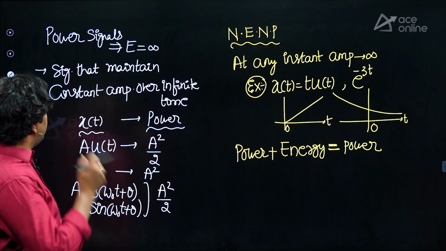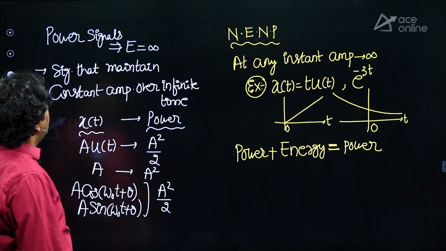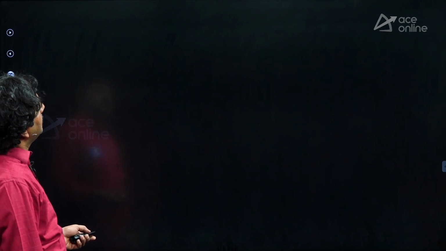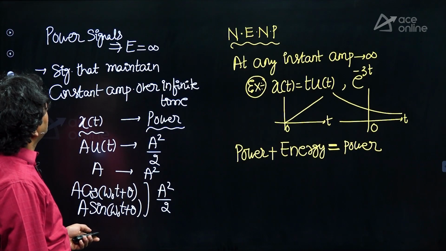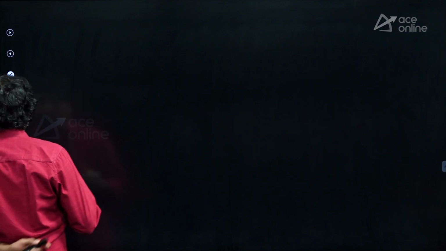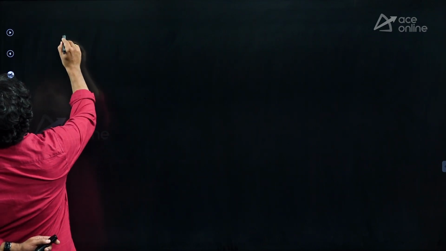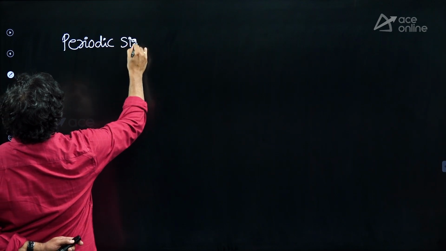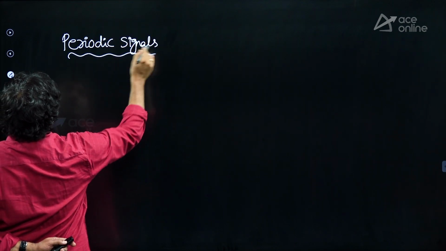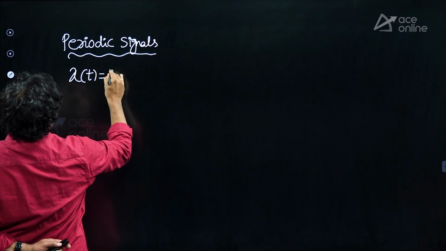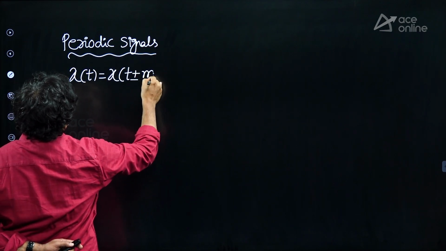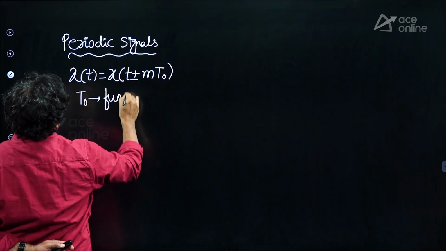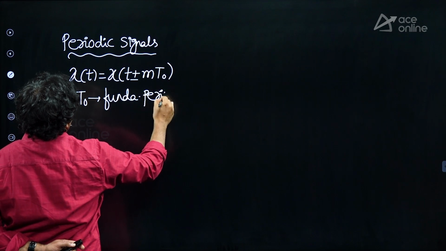So the next important concept we require here is the concept of periodicity. So normally, what is the periodic signal condition? X of t equals x of t plus or minus m into t naught, where t naught is the fundamental period of x of t, or the least period of x of t.